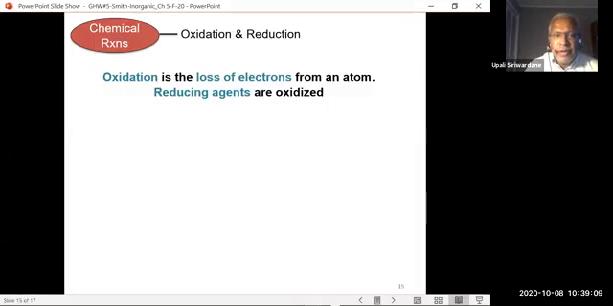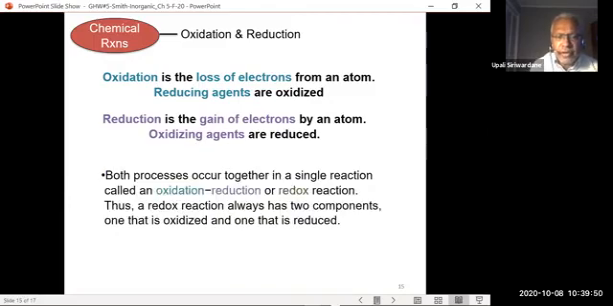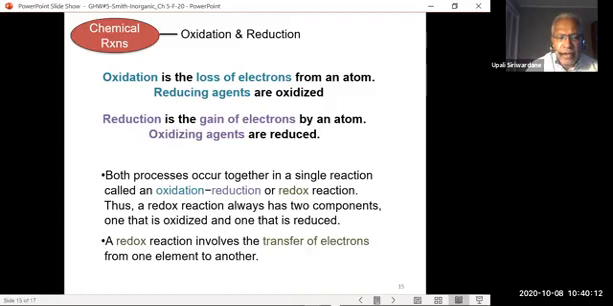Now we're going to talk a little bit about a type of reaction called an oxidation-reduction reaction. Oxidation is a loss of electrons from an atom, and gain of electrons is called reduction. Reducing agents are the ones that reduce another compound, and they themselves become oxidized. Reduction is a gain of electrons by an atom. Oxidizing agents are reduced. Both processes occur in a single reaction, called an oxidation-reduction or redox reaction. Reduction is always accompanied by oxidation. Therefore, electron transfer takes place from one compound to the other. A redox reaction involves transfer of electrons from one element to another.